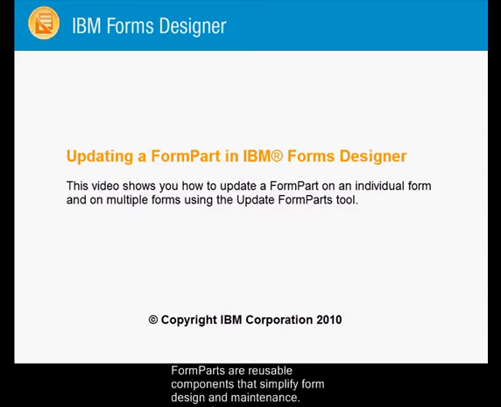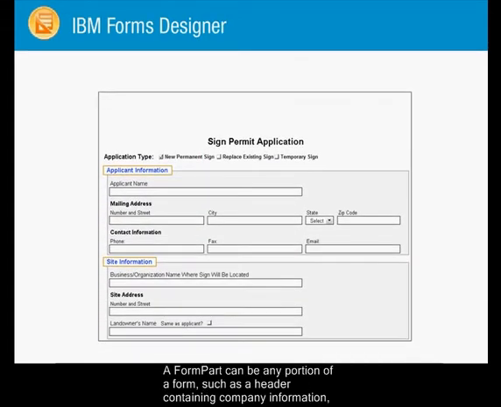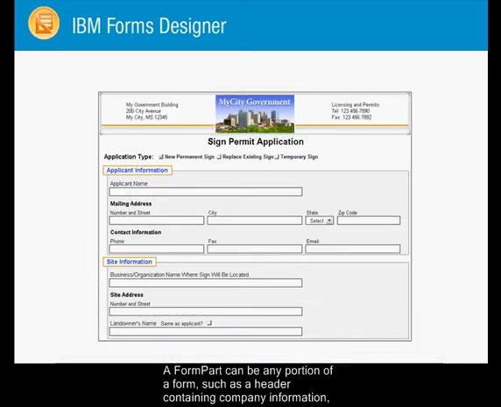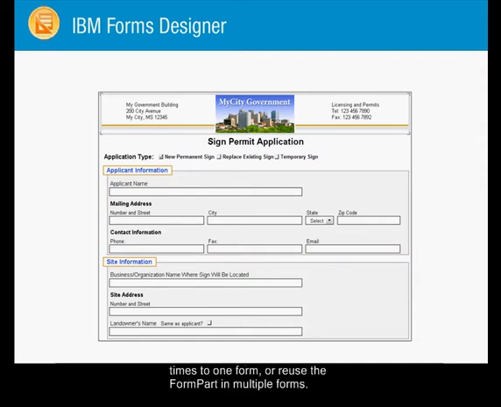FormParts are reusable components that simplify form design and maintenance. A form part can be any portion of a form, such as a header containing company information or an address block containing multiple fields. Once created, you can add a form part multiple times to one form or reuse the form part in multiple forms.